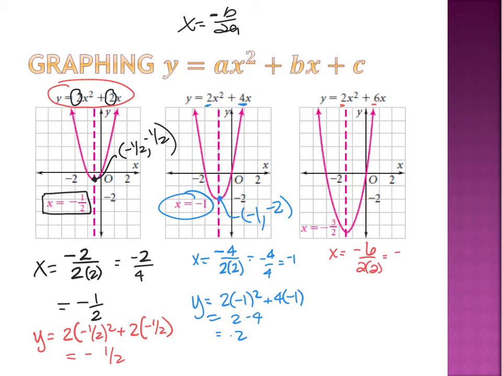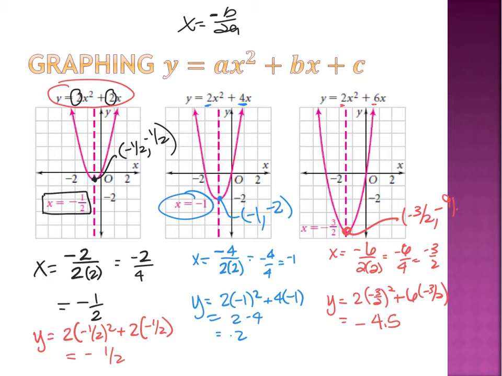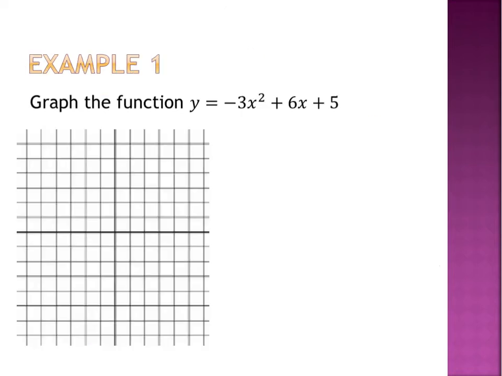So this is going to give me a negative 6/4, or a negative 3/2. So this coordinate point here is a negative 3/2, and to find my y value for the coordinate point, I'm going to have 2 times a negative 3/2 squared plus 6 times a negative 3/2, and that will give me a negative 4.5. So that will give me a negative 9/2, and you can see that that's approximately what that is. So for example 1, we're going to graph this function.